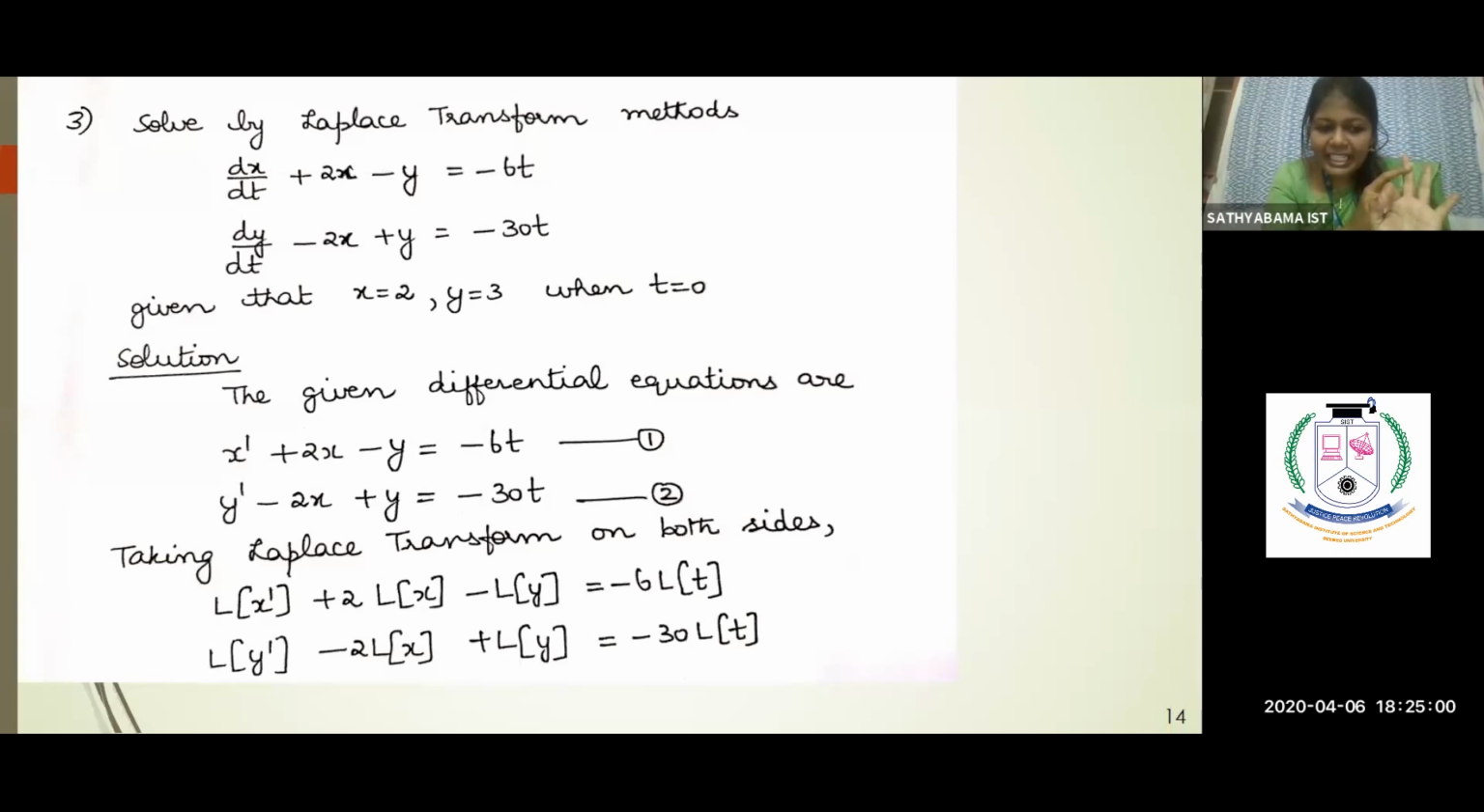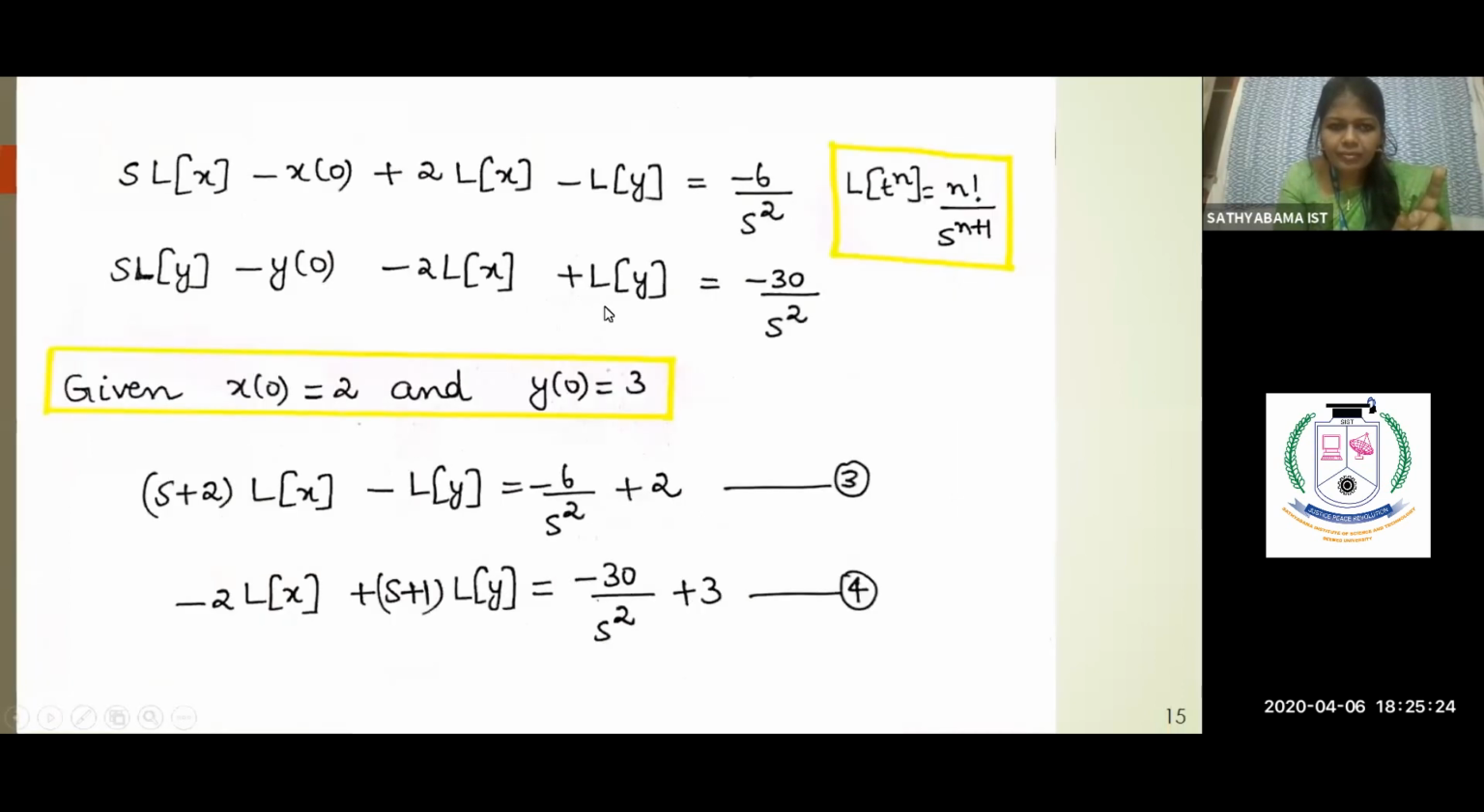Step 3, I will use the formula for L of x dash. I will use the formula for L of y dash. And I will also write down what is L of t. Okay, so let's go to the next page. In the next page, I'm starting step 3. That's the next page, right? Okay.